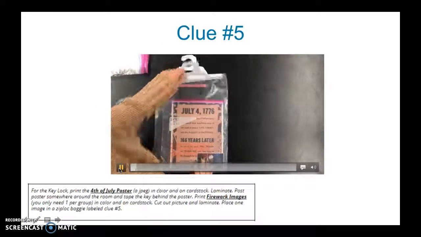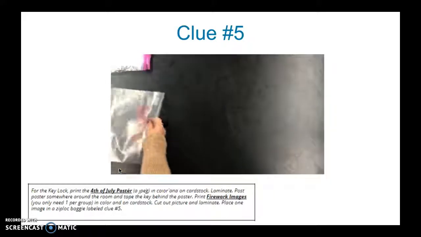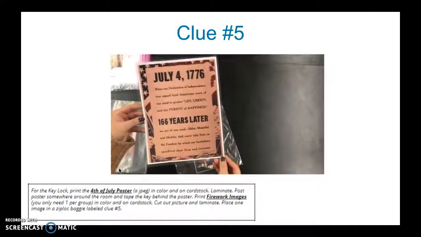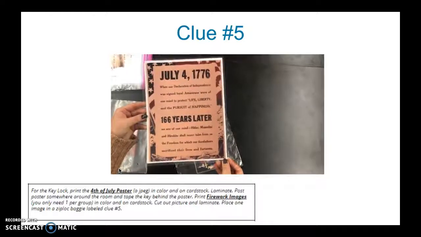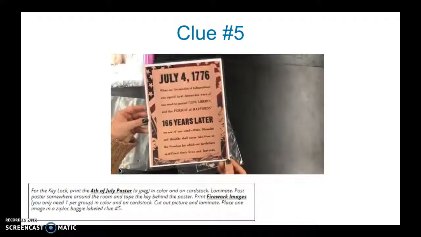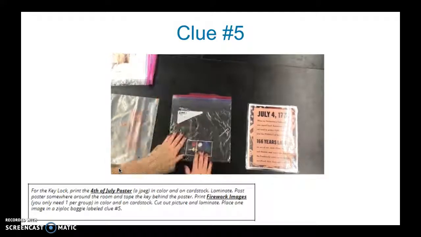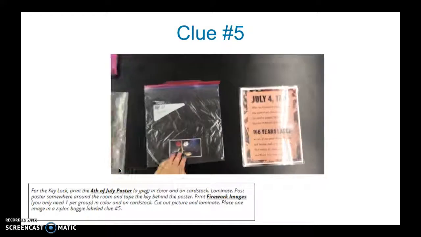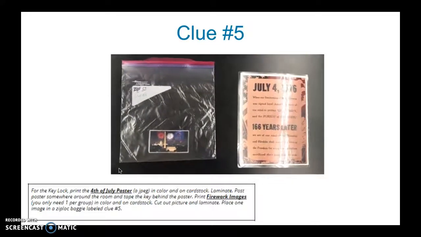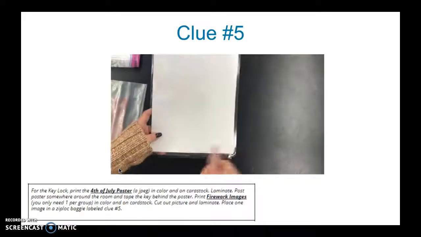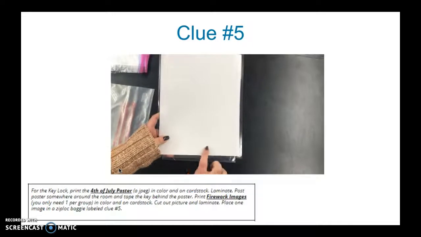Okay, so with our last clue, you will not have this in your last clue bag. This is for the teacher to post somewhere in the room, accessible to the students. The only thing that'll be in the bag is this one picture of Washington, D.C. and fireworks. This needs to be posted somewhere around your room, and the key to the key lock needs to be taped to the back.